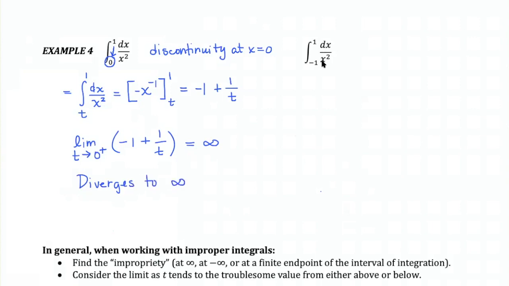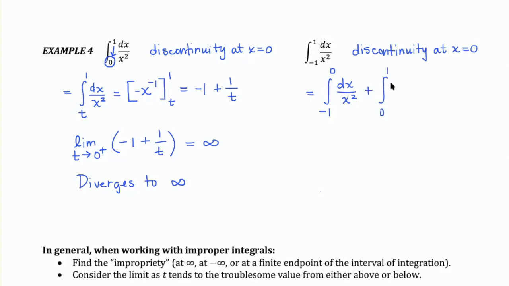What about the same function, but from negative 1 to 1? Negative 1 to 1 includes a discontinuity also in the middle of the integral. So this one may not look improper to you at first glance, but you need to consider if there are any discontinuities in your function. And there is one at x equals 0. In that case, you're going to want to split your integral into two integrals, where the first one ends at the discontinuity, and then add to it, picking up from that discontinuity to the other endpoint.